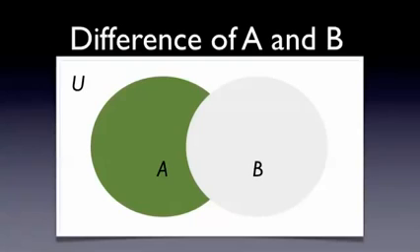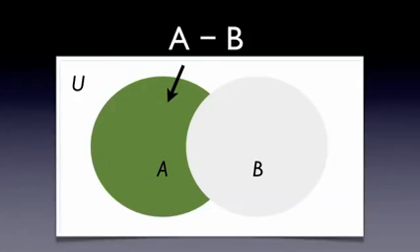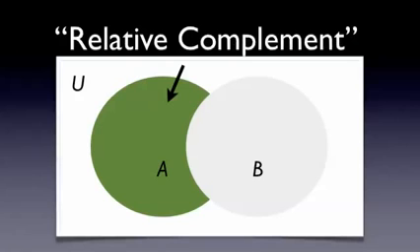Now, what about values that are included in A but are not included in B? We can also describe this as the difference between A and B. The difference of sets A and B is a set of elements that are in set A but not in set B. We notate this difference using a minus sign. The difference is sometimes referred to as the relative complement.